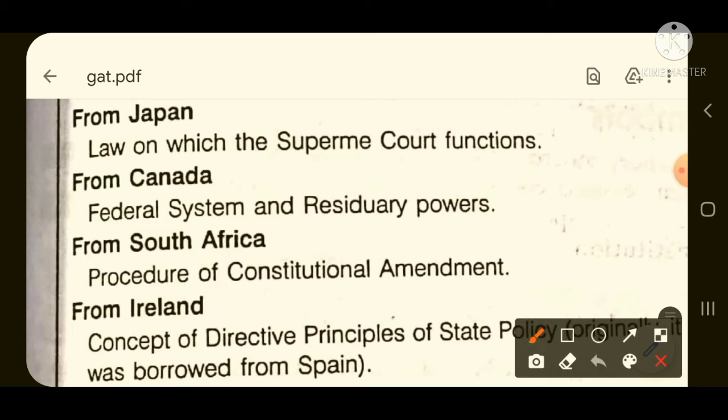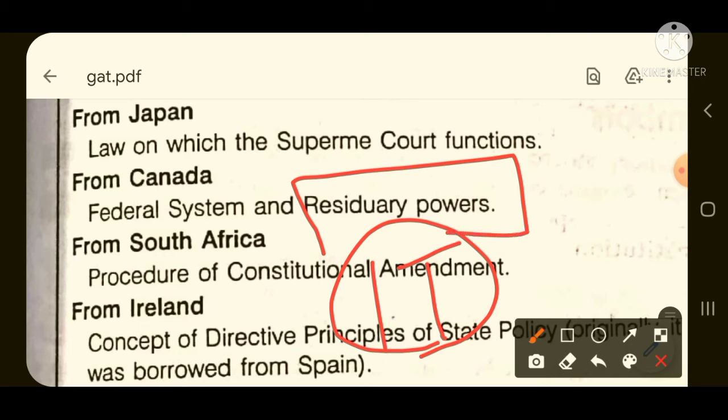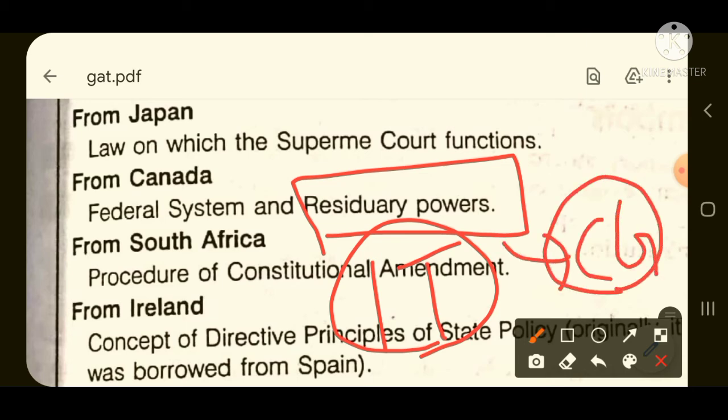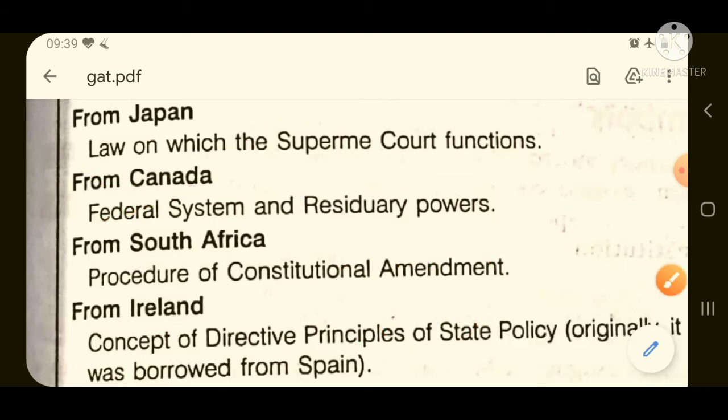Next thing is residuary power. Residuary power means, as I explained, for example, if any new list like IT is added to the constitution, then it will come under residuary power. And who has the power to amend residuary powers in the constitution? The answer is the central government. So residuary power vests with the central government of India. Residuary power and the federal system of government, both we have borrowed from Canada.